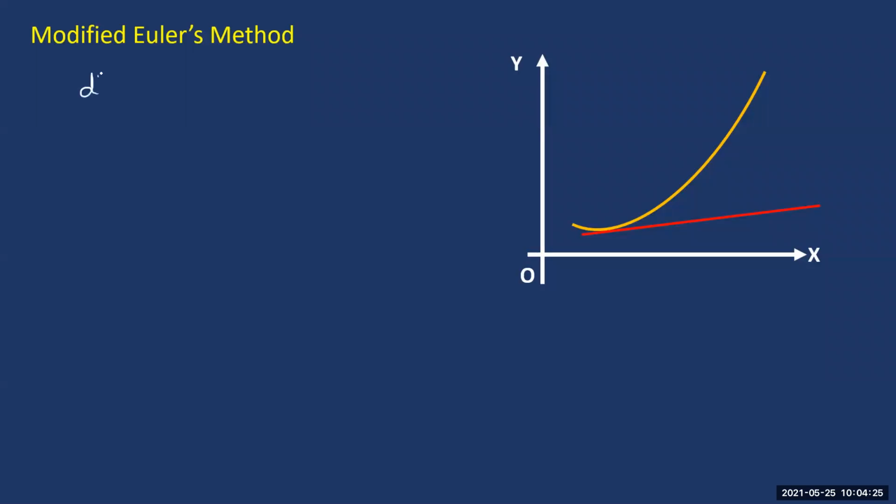Now see, in modified Euler's method again, you'll be given a differential equation of this kind, dy by dx is equal to some function of x comma y. And along with this, you'll be given an initial condition also. Let us say y at x naught is y naught.